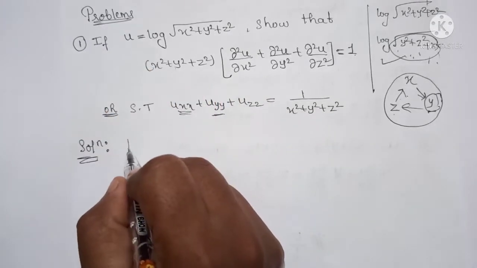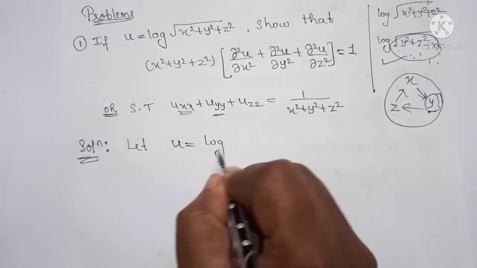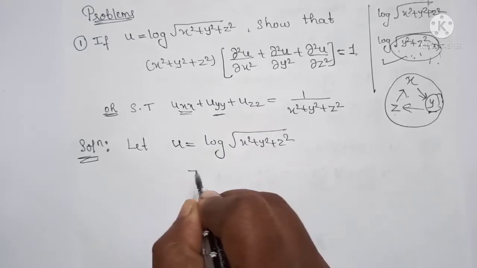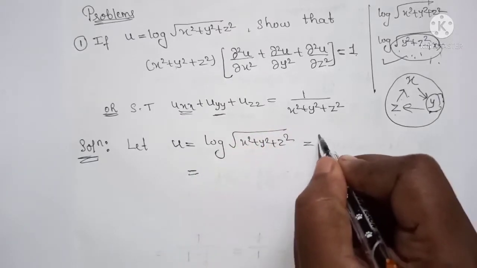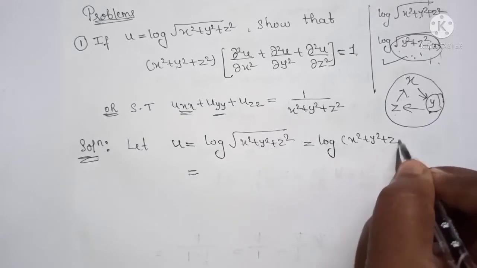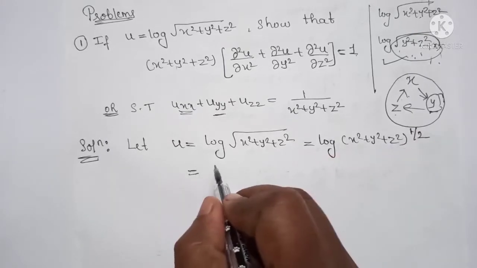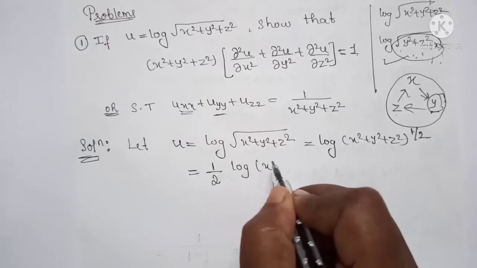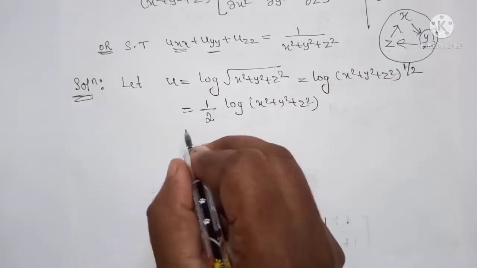Solution. First we write the given function. Let u equal log of square root of x square plus y square plus z square. Now this can be written as log of x square plus y square plus z square whole power 1 by 2, or using log formulas we can write it as 1 by 2 log of x square plus y square plus z square. Now this is u.